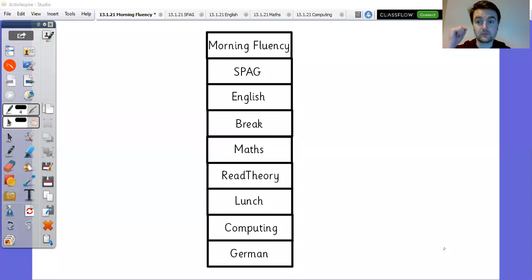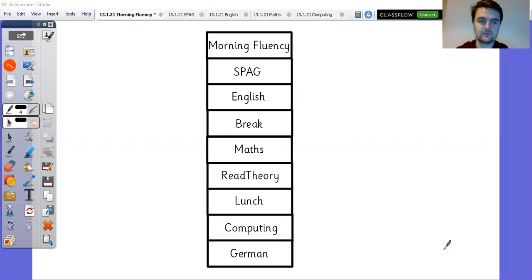Let me share my screen for you and let's have a look at what we've got in store today. As always, we're going to start off the day with some morning fluency. Afterwards, you've got a half hour SPAG session. Then you've got about an hour for English. I've put in break and lunch on here as well. Obviously, you guys are at home, so it'll be how you are managing it. Then we've got maths. Then half an hour on Read Theory. This afternoon, we've got computing, and we've got a guest appearance from Mr. Wanford, who is doing your German lesson for you.